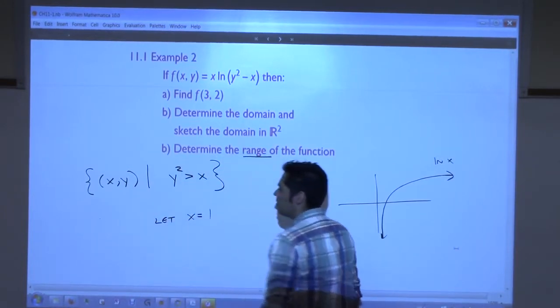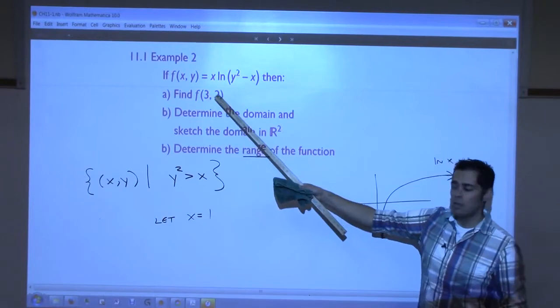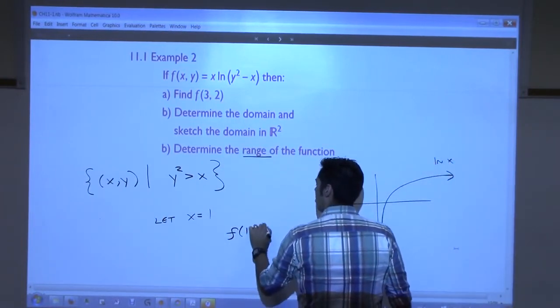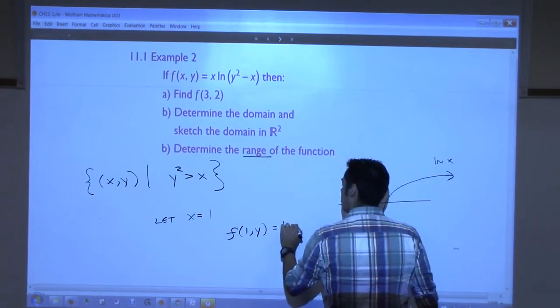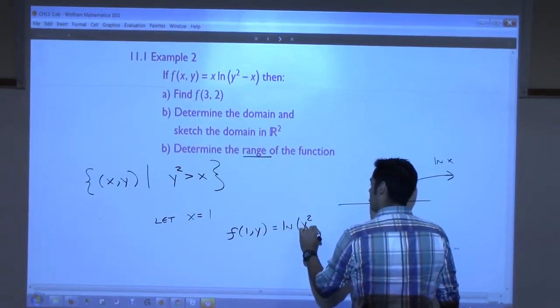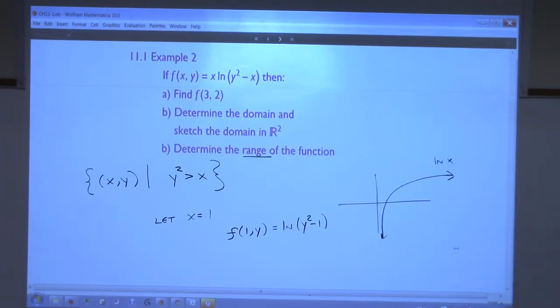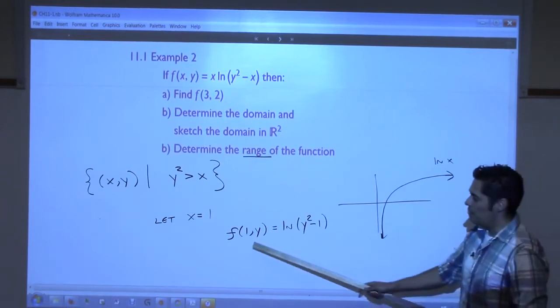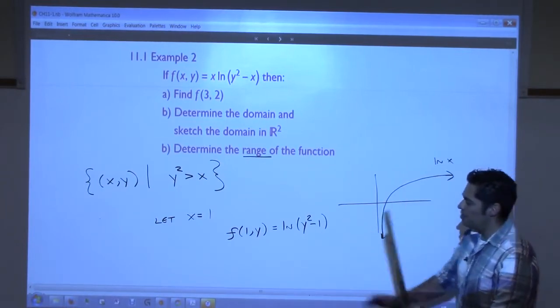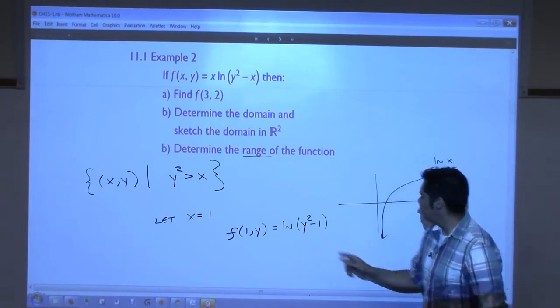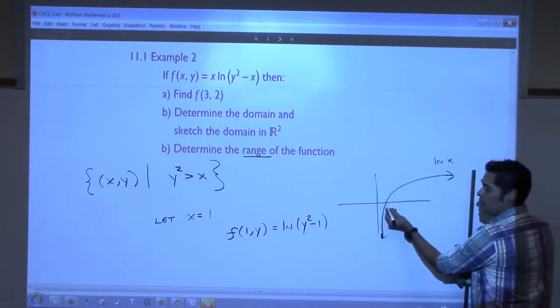Let me just fix x to be 1. Okay, if x is 1, then what does that function up there turn into? F of (1, y) equals natural log of y squared minus 1. Do y'all agree? Yeah? Still there? Yes? That's the way that would look. So this is now a function of just one variable, right? Y.